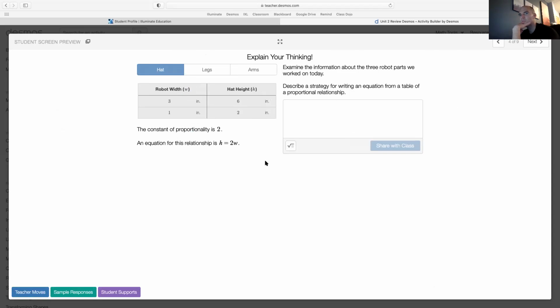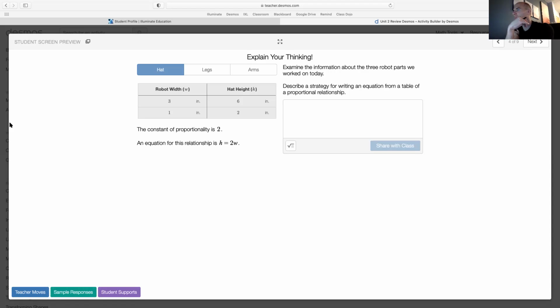All right, the next one, let's see here, what do we got going on here? It says, examine the information about the 3 robot parts we worked on today. Okay, so this question got taken from the one where you had to build robots and put hats on them and that sort of stuff. So I'm looking at the info given over here on the left side. I see a table, it says 3 and 6, 1 and 2. I see that it says the constant of proportionality is 2, and that the equation is h equals 2w. Okay, that's a lot of info.